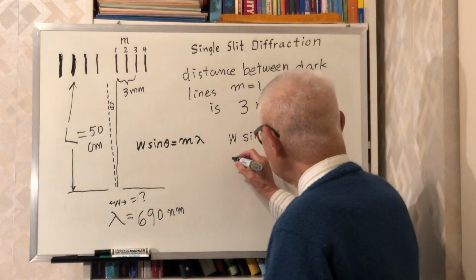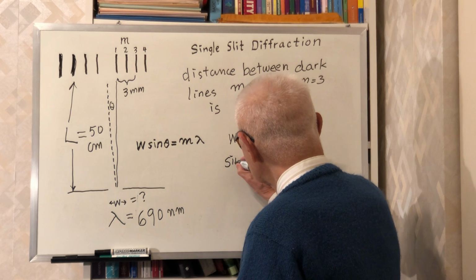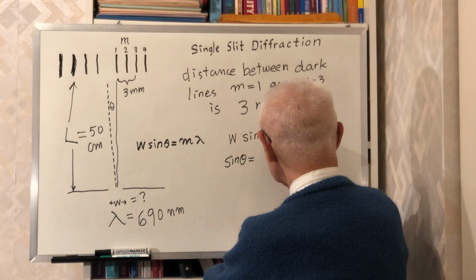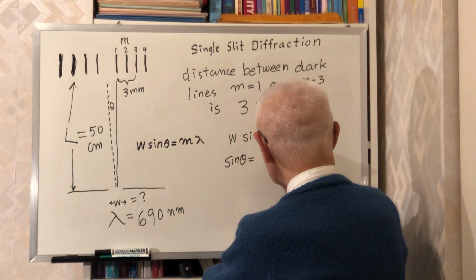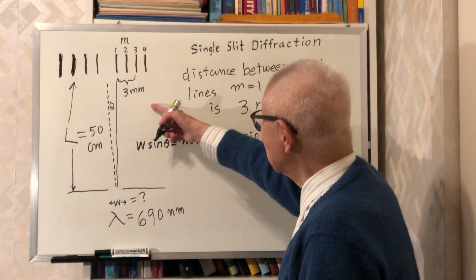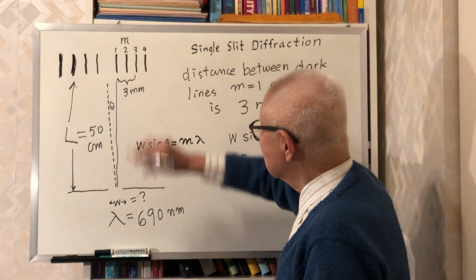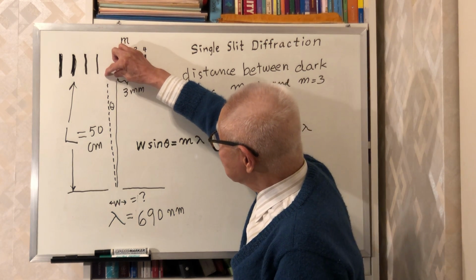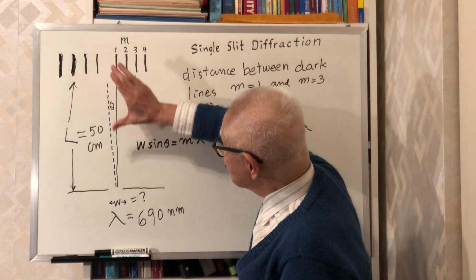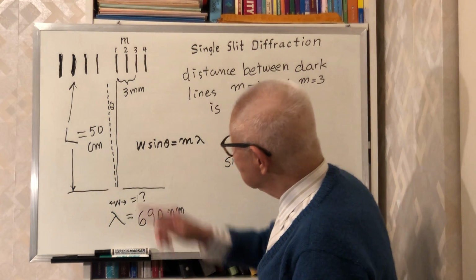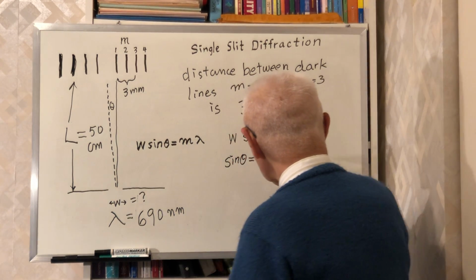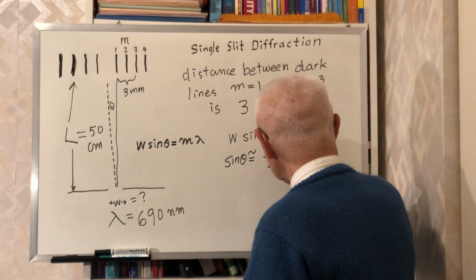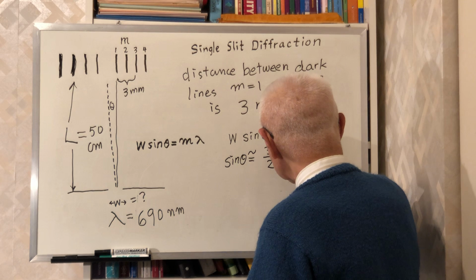So sine theta is half of 3 millimeter divided by 50 cm. But this is equal to this. So this divided by 50 cm is sine theta. So it's roughly this. Remember, this is millimeter.